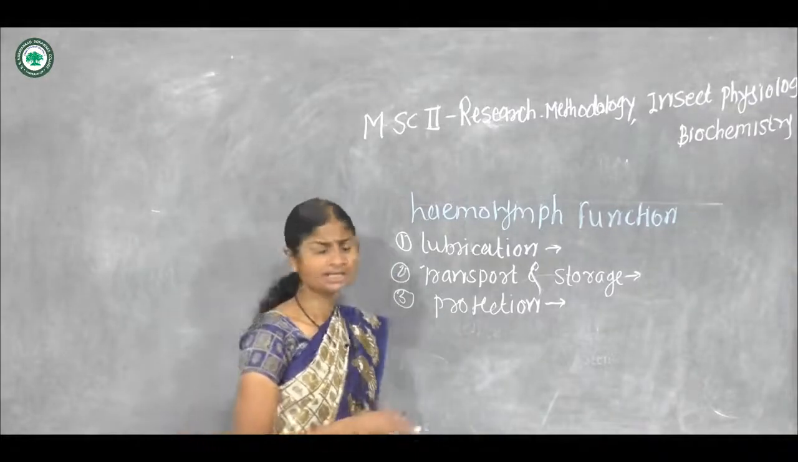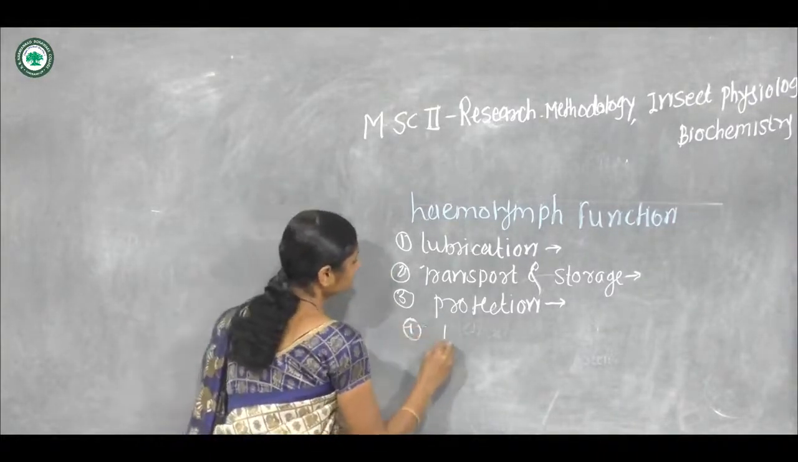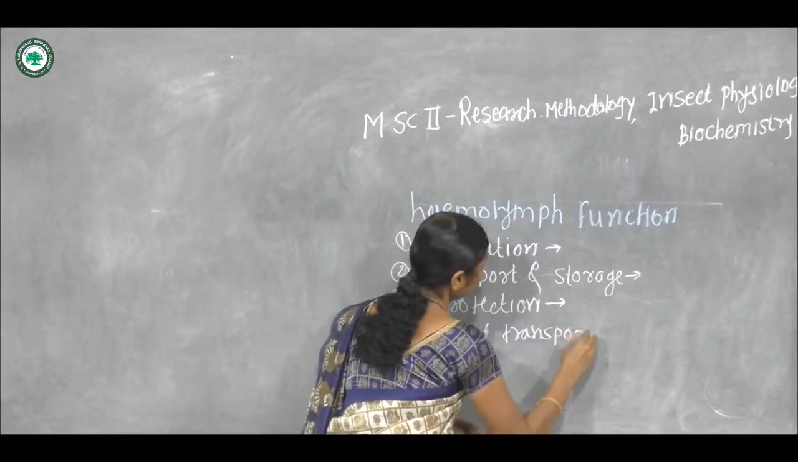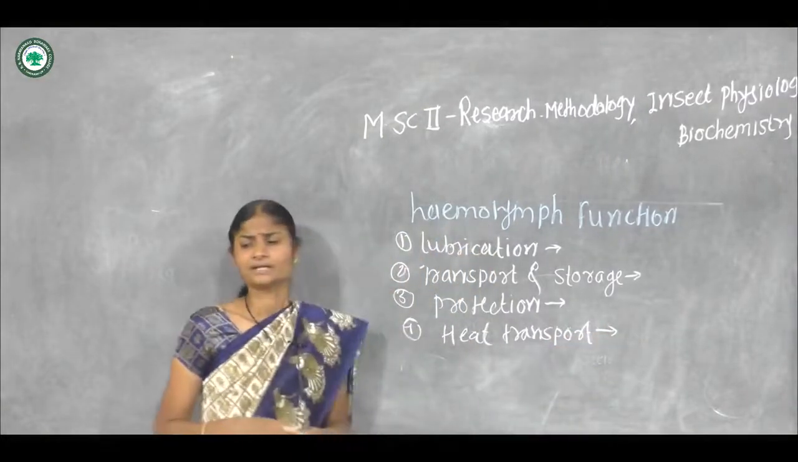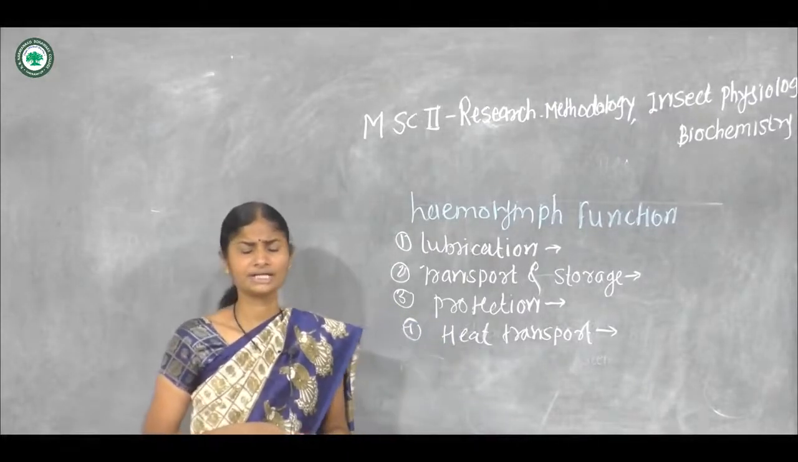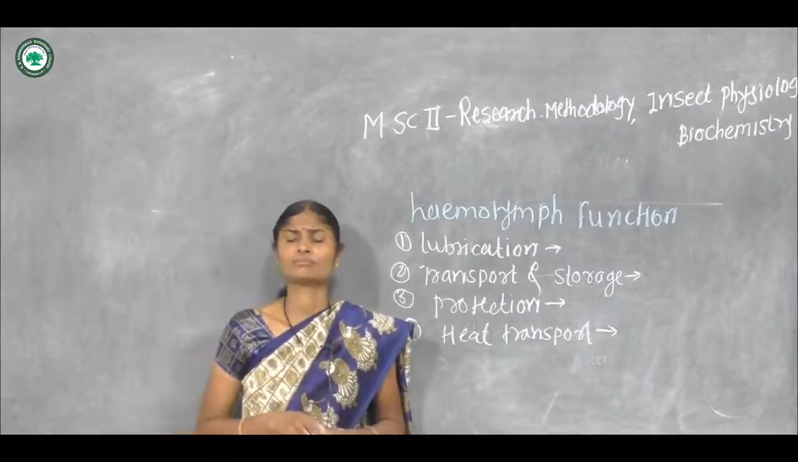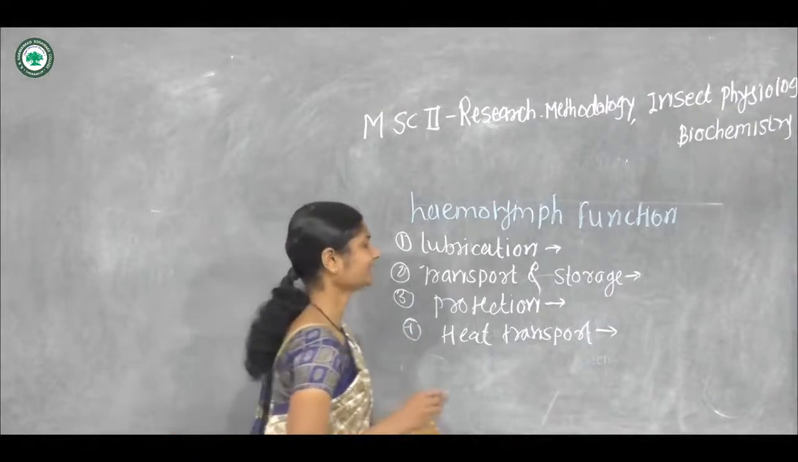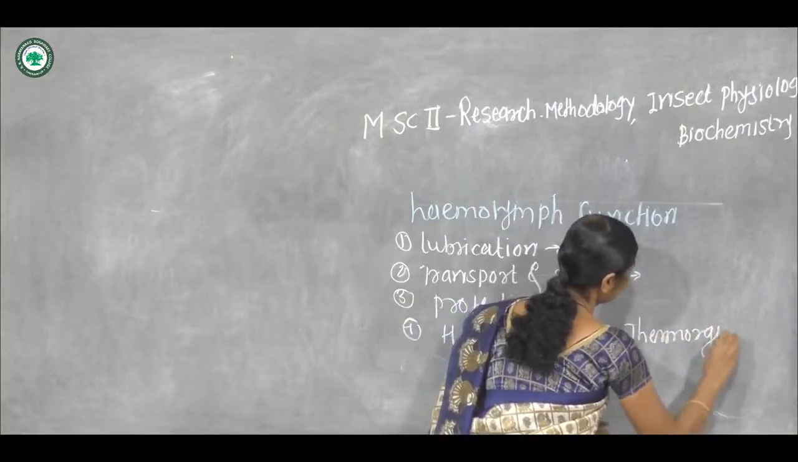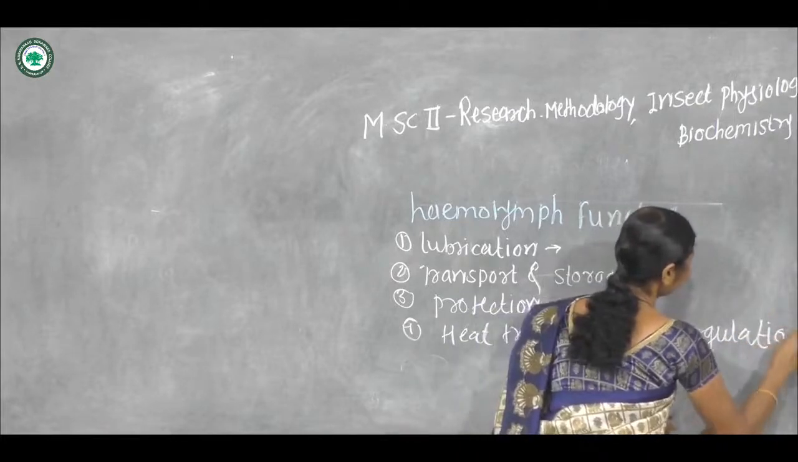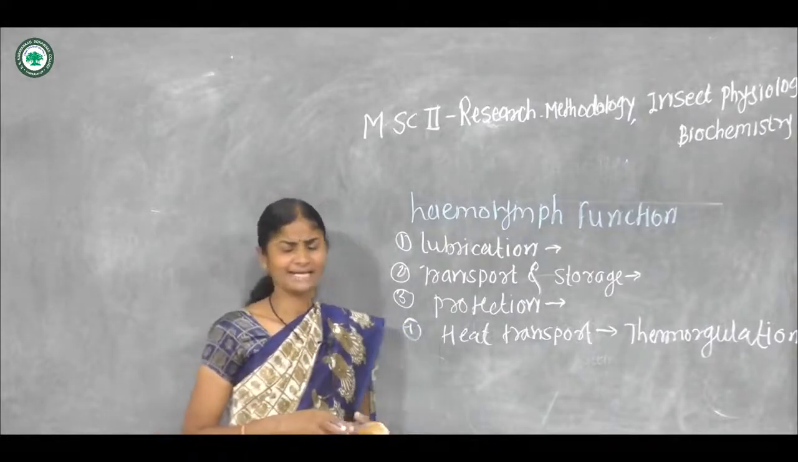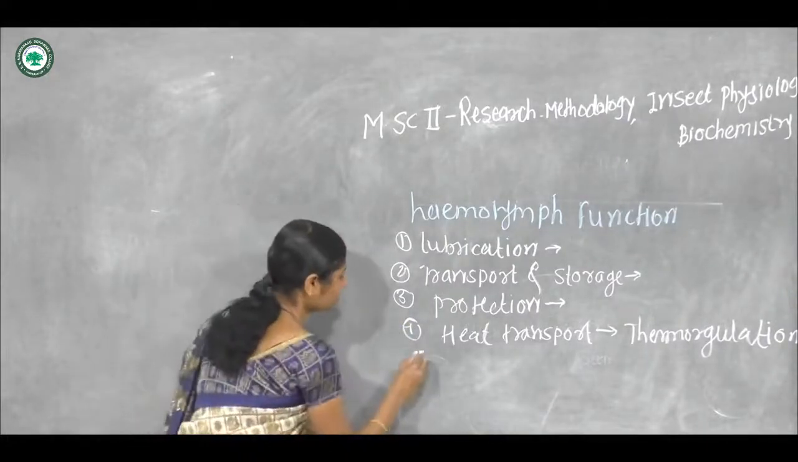Next is heat transport. In heat transport, hemolymph movement in the circulatory system regulates the body heat. It is called thermoregulation. Body heat is maintained through the circulating fluid. It is called thermoregulation.